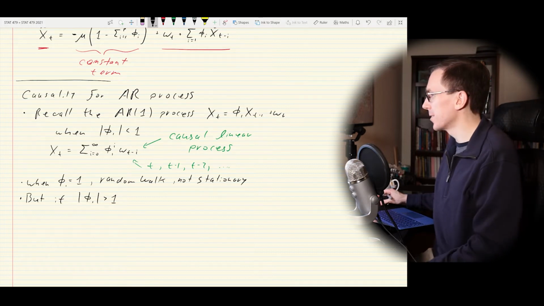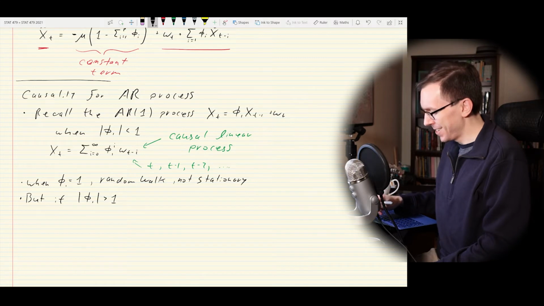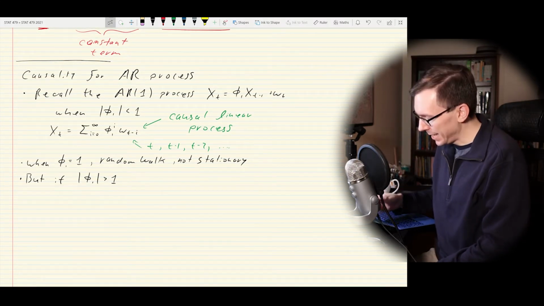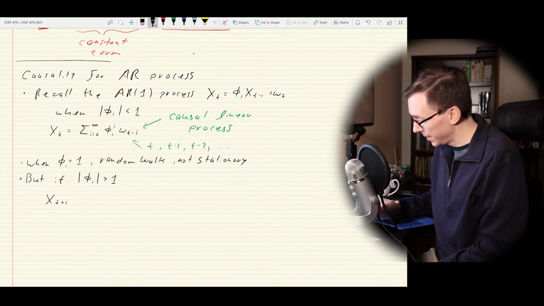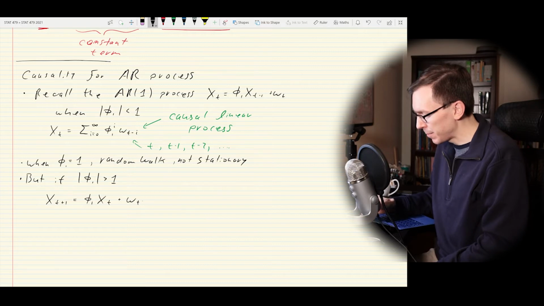But we can still try to understand this as a non-causal linear process. So how do we do that? Well, we can apply the definition of this process. And what I can do is say that x_{t+1} happens to be phi 1 x_t plus w_{t+1}.